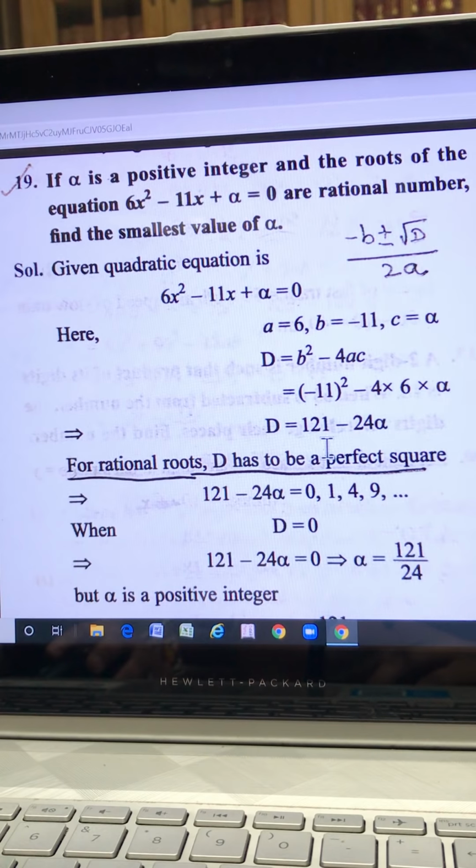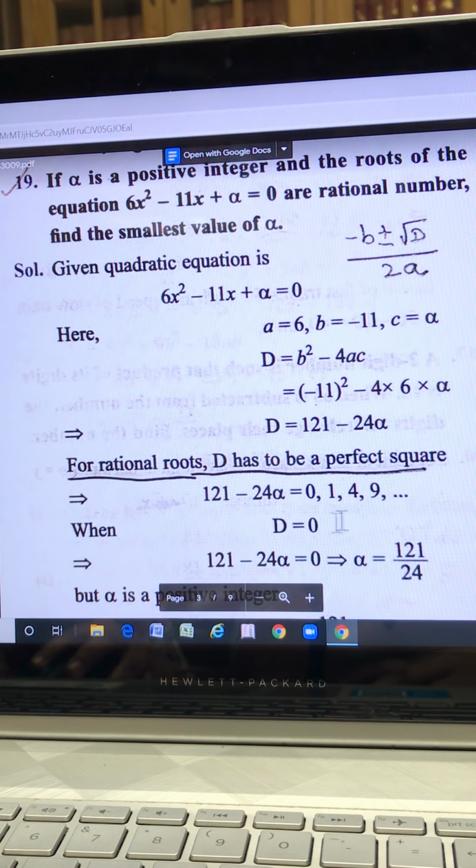What does perfect square mean? Either the value of the discriminant will be 0, or 1, or 4, or 9, or 16, any such perfect square. Now the question wants the smallest value of alpha, so I will put the discriminant as 0. Of the values 0, 1, 4, 9, the smallest is 0. So I am taking D as 0, so that I can get the smallest value of alpha.